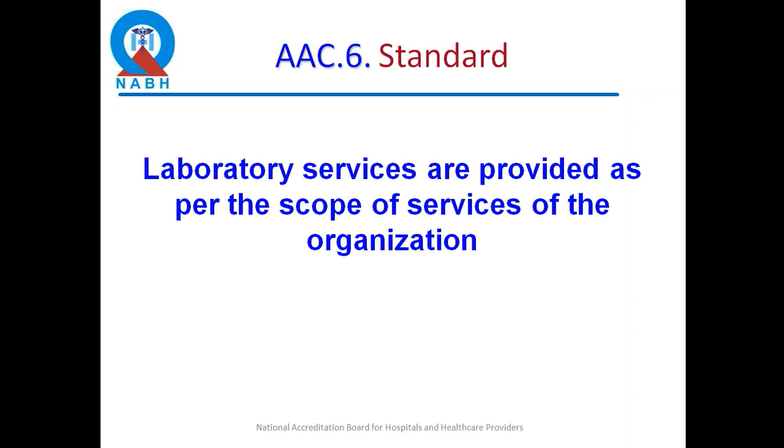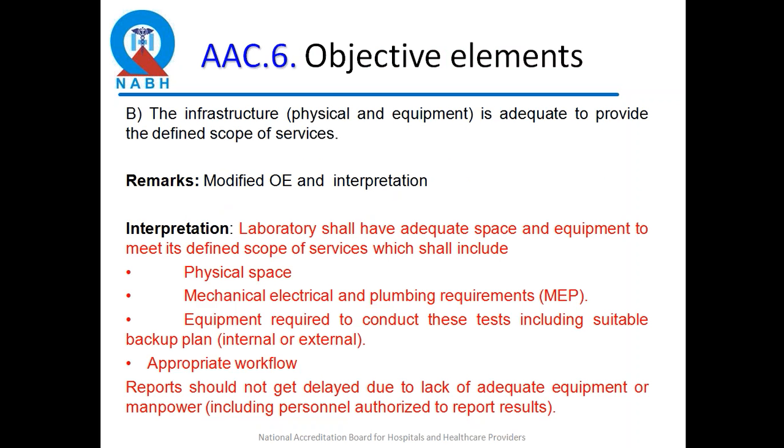AAC 6, 7 and 8 are covering the laboratory services. Here a modified objective element specifies that the lab should have adequate space, electrical and plumbing requirements and equipment, and there should be appropriate workflow, and reports should not be delayed due to lack of equipment or manpower. Now we all know that there are no laid down standards by NABH on what is an ideal space for a lab given the workload or the ideal staffing.